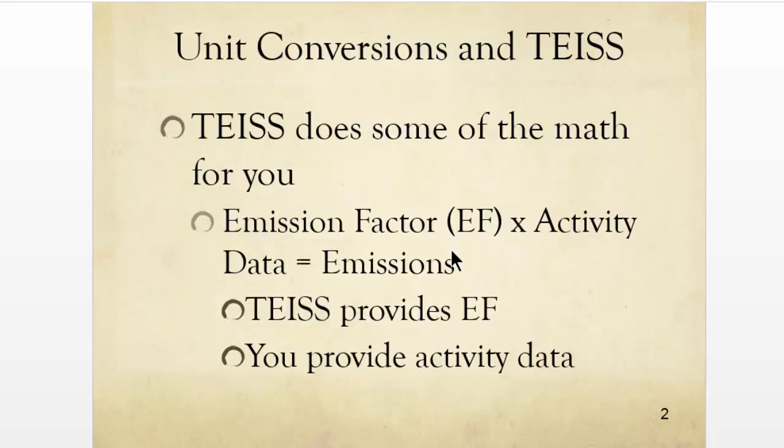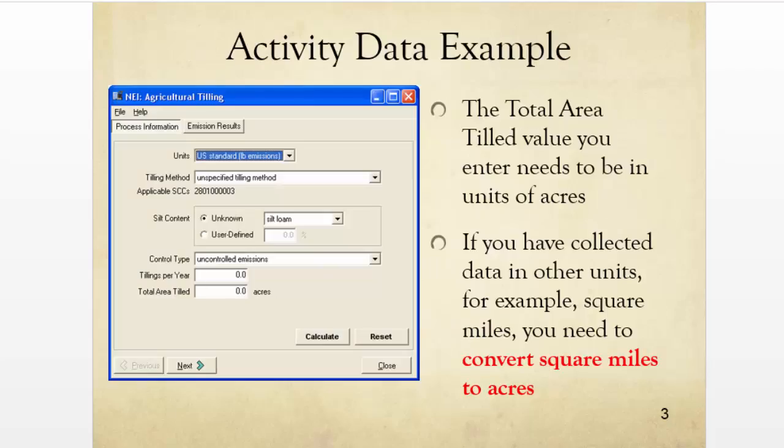And most emissions are calculated by TICE using these calculators. What we need to do is find out what the activity data is. For example, the total area tilled needs to be entered in units of acres for the agricultural tilling calculator. A lot of times you get information in other units, square miles, square kilometers, so you need to be super careful about what units the calculator in TICE wants and make sure to convert those units using the TICE calculator, which is a different tool, before you enter the activity data.